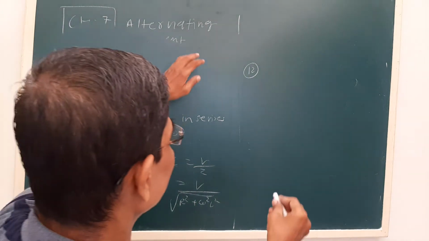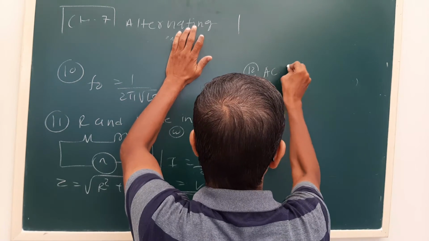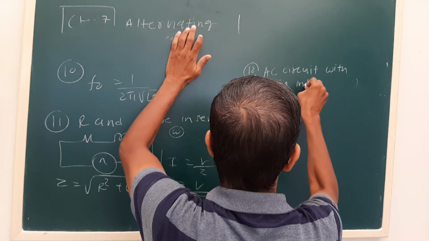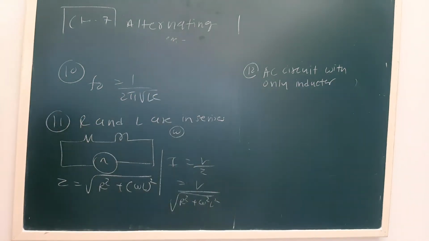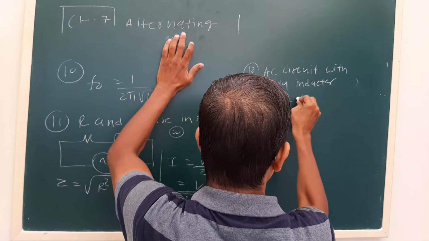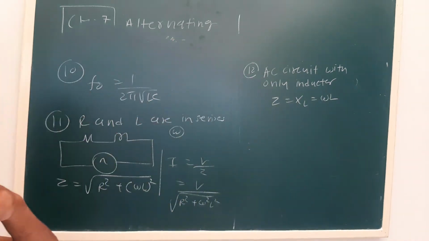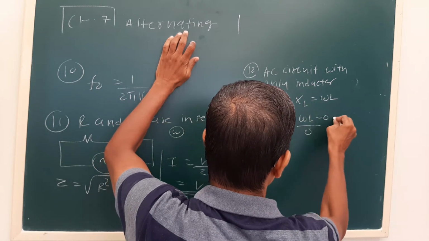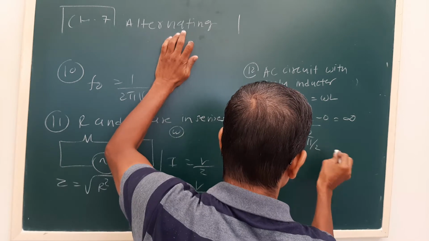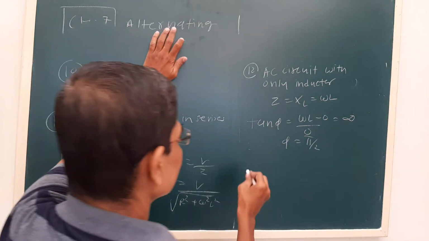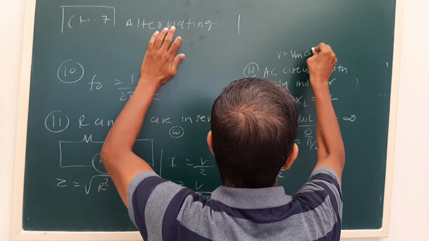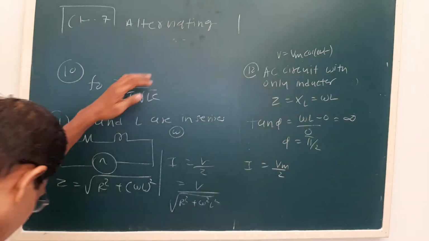See, there is a circuit with only inductor, AC circuit. Okay. Now AC circuit with only inductor, impedance there will be XL or omega L. Okay. Now the phase difference is pi by 2. Why? Tan phi is omega L minus 0 upon 0, infinite. See the current in the circuit will be I is Vm by Z. Now let us say V is equal to Vm cos omega t is the voltage supply. Okay, that is given to us.